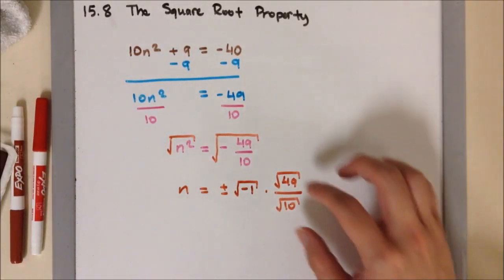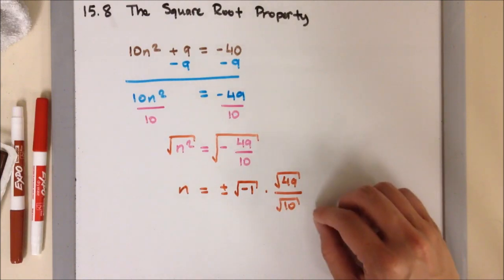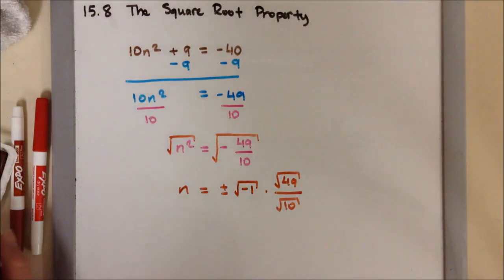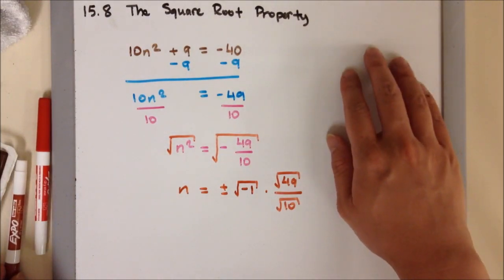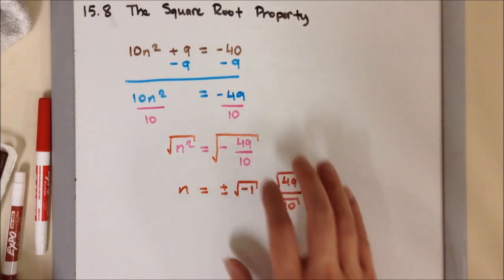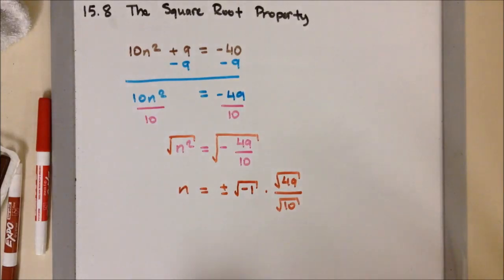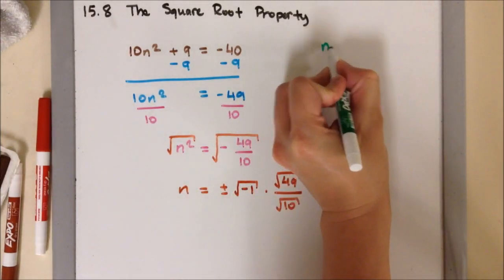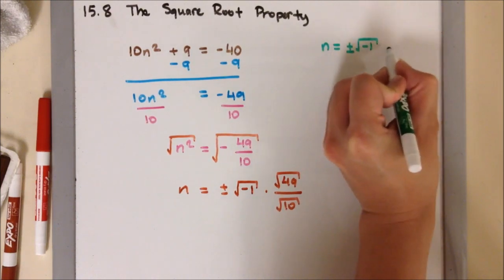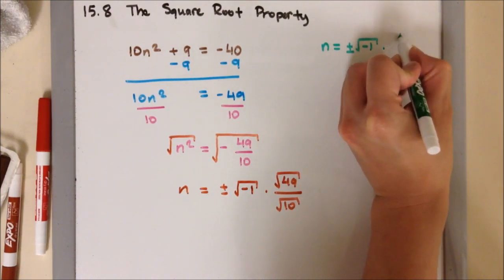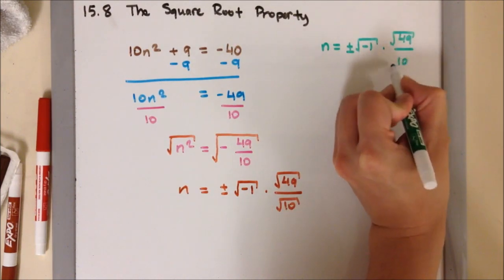So let me repeat. Since you're doing a square root of a fraction, you can rewrite it as a square root of the numerator over the square root of the denominator. So let's continue with this work, and I'm going to rewrite the work over here for more space because this one right here involves a lot of steps at this point. So again, we have n equal plus and minus the square root of -1 times the square root of 49 over the square root of 10.